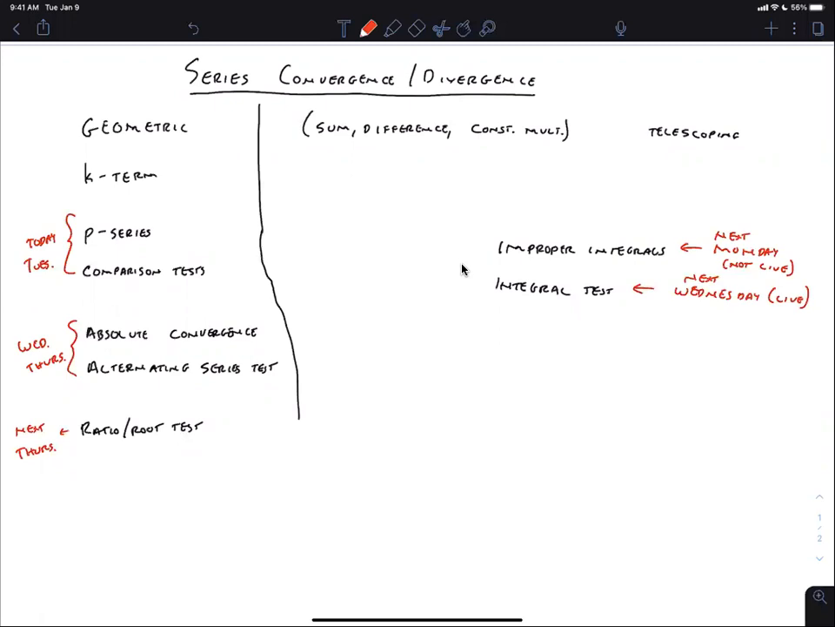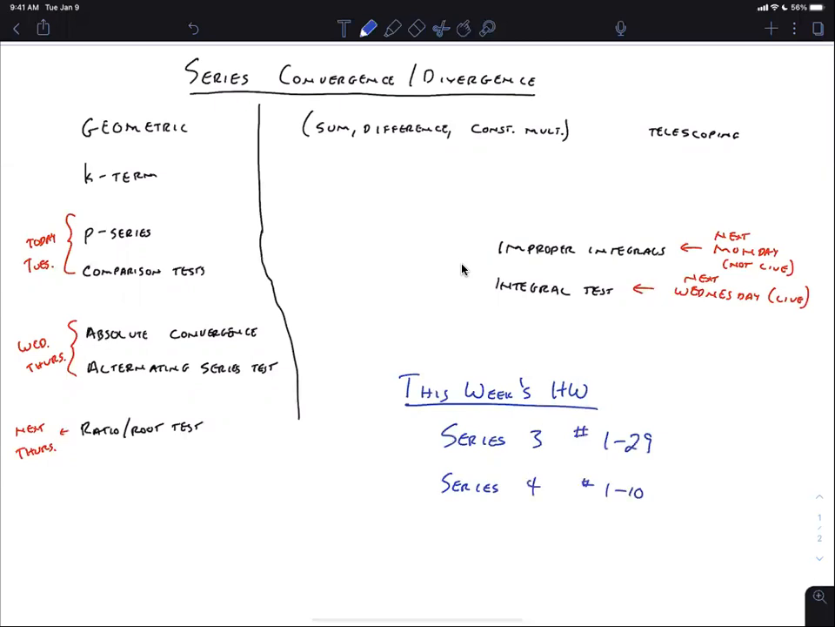We're going to stick right now with written homework. So you have seen CrowdMark email you 2 assignments. So homework for this week will be series 3 and series 4. Series 3 will do problems numbers 1 through 29. And then series 4 will do problems 1 through 10. As far as where that stuff fits, series 3 is here. And then this is series 4. And so you'll have those problems to do.